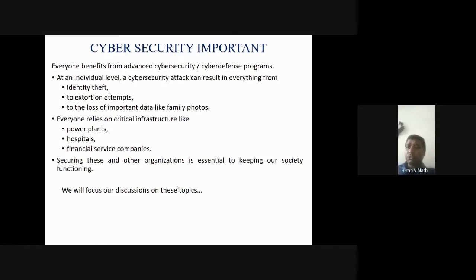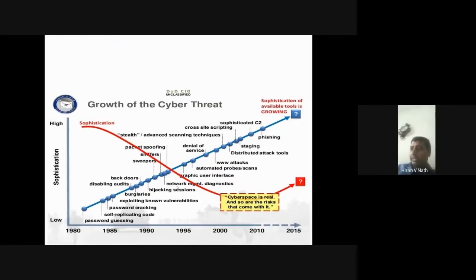Okay, the second and currently most important point is that everyone relies on critical infrastructure, like the power plant, the hospitals, and financial services like your ATM. Securing these and other organizations is essential to keep our society functioning. So we'll be focusing our discussion on these topics. This is just the broad view. This is by the Department of Defense, the NSA, the National Security Agency. They have given this chart, this graph.